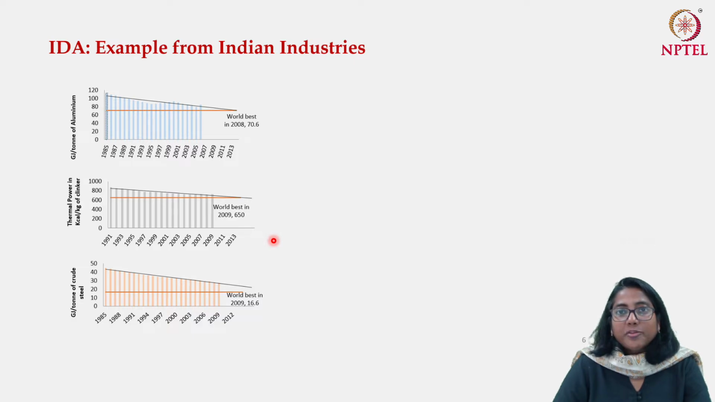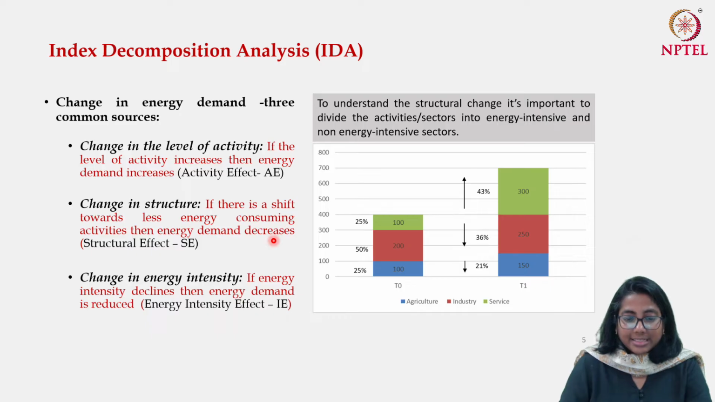But now try to match this concept with the concept of decoupling. What we have learned from this slide is that the decline that we have been showing for these three industries captures only the change in energy intensity. But if you think about the industry as a whole, there are other two effects, there are other two sources that can play a role.